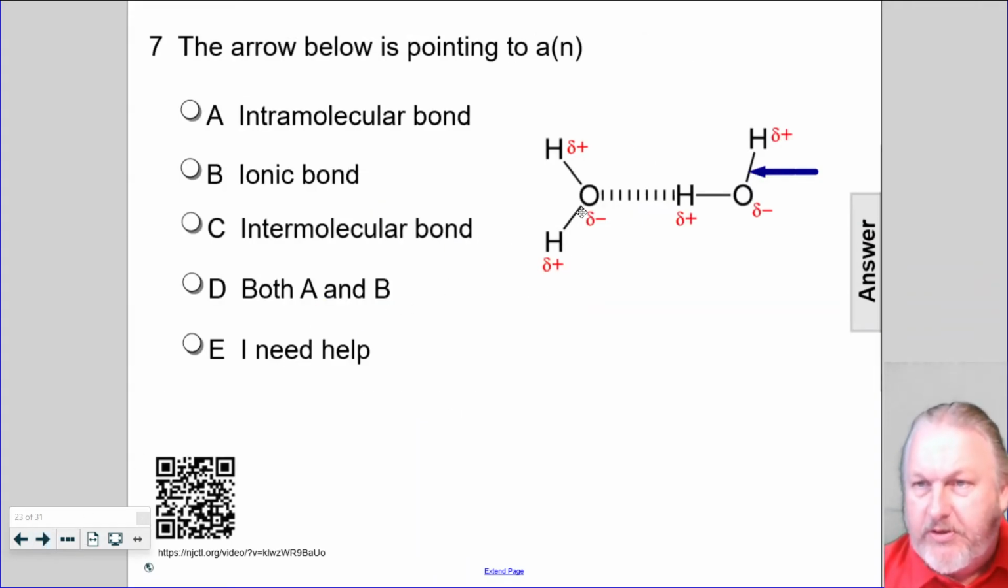Which area is pointing to what? This area is pointing to what? Well, it wouldn't be A and B. It is an intramolecular bond. Intra. That's not an ionic bond. That is a covalent bond, so that would be A, the most correct answer.